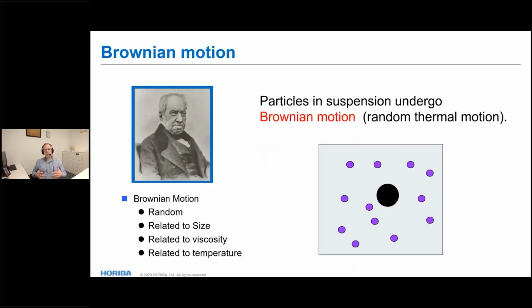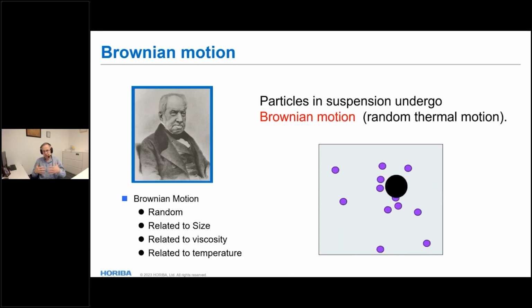So when you have particles in suspension, they're going to undergo Brownian motion. It's random thermal motion, which is related to the particle size, the liquid viscosity, and the temperature. You really have thermal energy driving the particle motion, and you have viscous drag slowing it down. The balance between these two gets you your diffusion coefficient, and you can relate that back to the particle size, which appears in the viscous drag term.